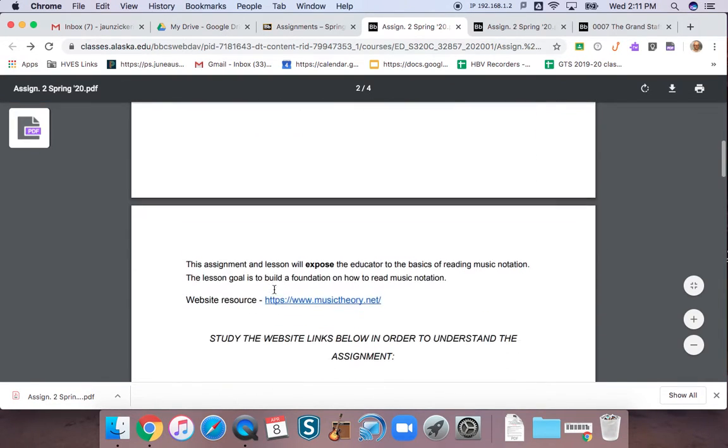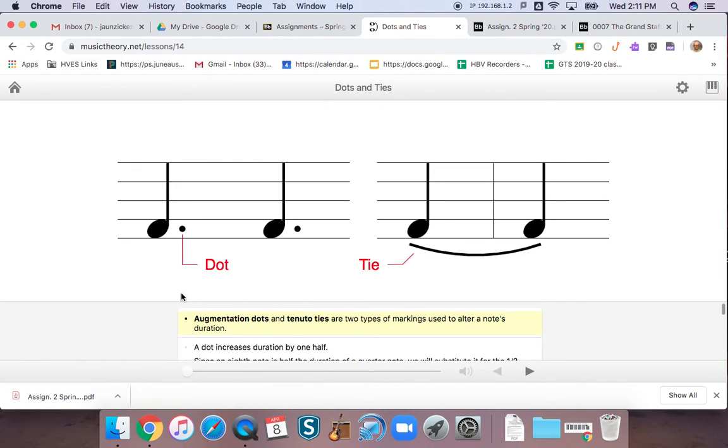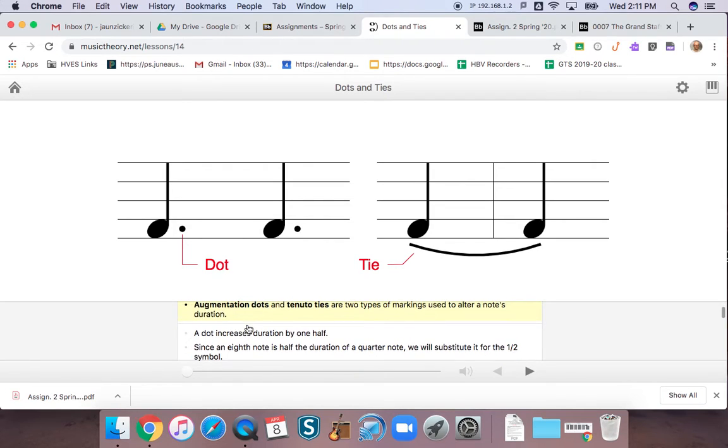I'm going back to assignment 2, and now we have dots and ties. And this is where we can make notes last longer. Now, guys, this gets pretty abstract, and it's not as important for now, so I'm going to move a little bit quicker. We have augmentation dots and tenuto dots that are 2 types of markings used to alter a note's duration. So in other words, there's just these other kinds of markings that change how long a note sounds. It'll make them longer.